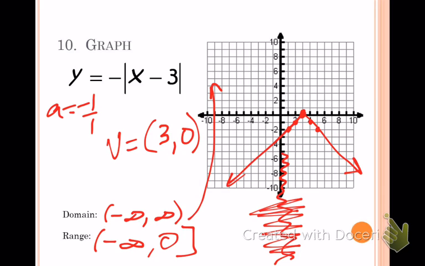Oh, by the way, the right side of this range was just the k value, and it's because the V opened down. So these patterns you need to sort of pay attention to. All right?